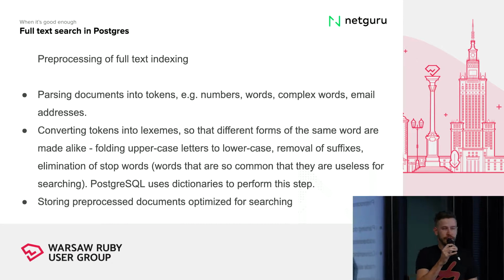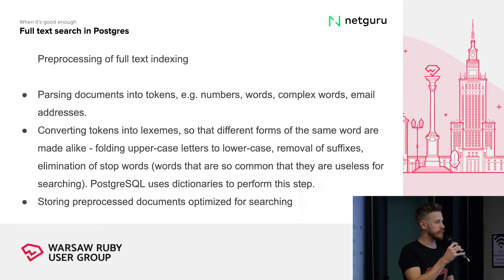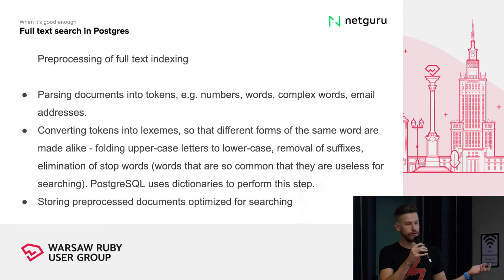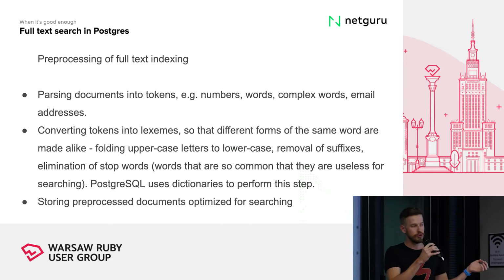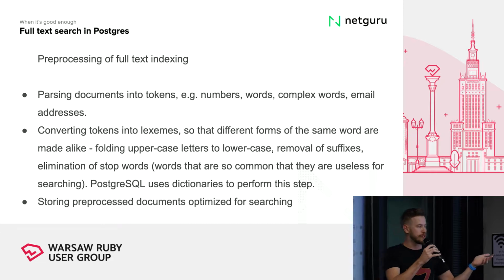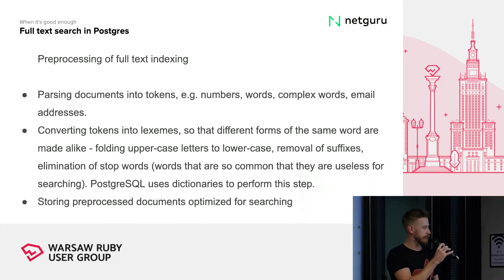So, to start processing full text search, we need to do pre-processing, and that contains a few steps. First of them is parsing documents into tokens. So, just identifying numbers, words, complex words, emails, and so on. Then Postgres converts them into lexemes. So it identifies real words and normalizes them. For example, it folds uppercase letters to lowercase, removes suffixes, eliminates stop words, for example, and, the, and so on, because they are not linguistically important for our search.